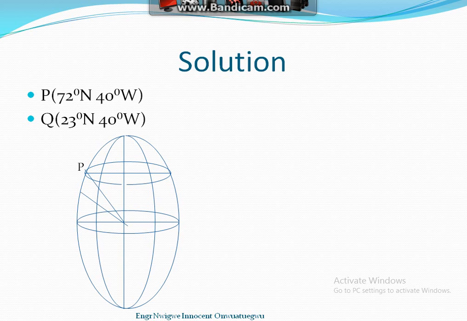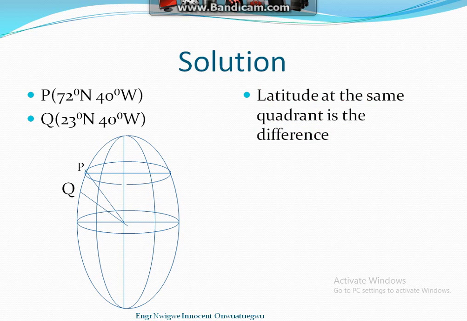We use our ruler to draw along the same longitude line, which is 40 degrees west. Then the latitude at the same quadrant is the difference. Therefore, we subtract, 72 minus 23, which will give us 49 degrees.